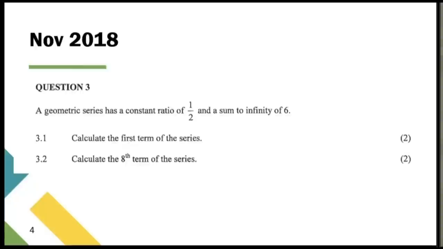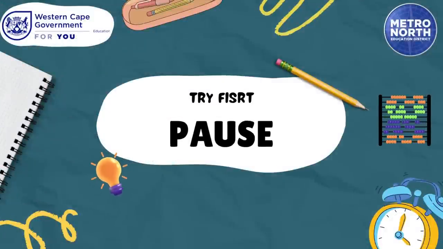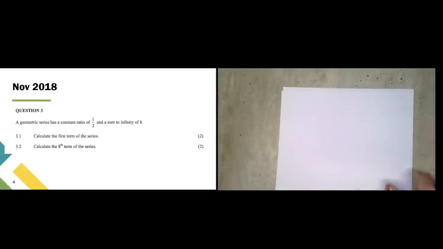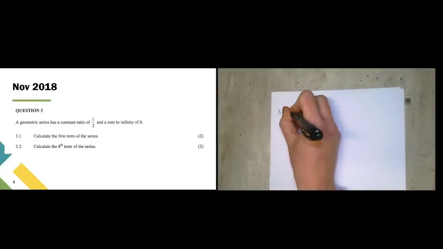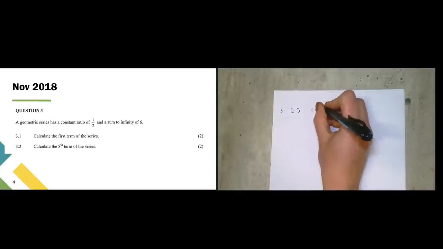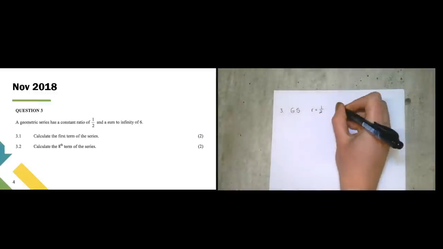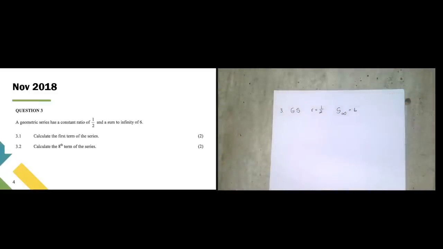So let's go look at past papers. How do I approach these questions in a past paper? If we look at November 2018, they tell me, a geometric series has a constant ratio of a half and a sum to infinity of 6. So if I had to start this question, the first thing I would do is write down it's a geometric series. That helps me focus on what formulas I'm going to use. They tell me the ratio is a half, so I write that down, and I have a sum to infinity equal to 6. So I write down all my information.